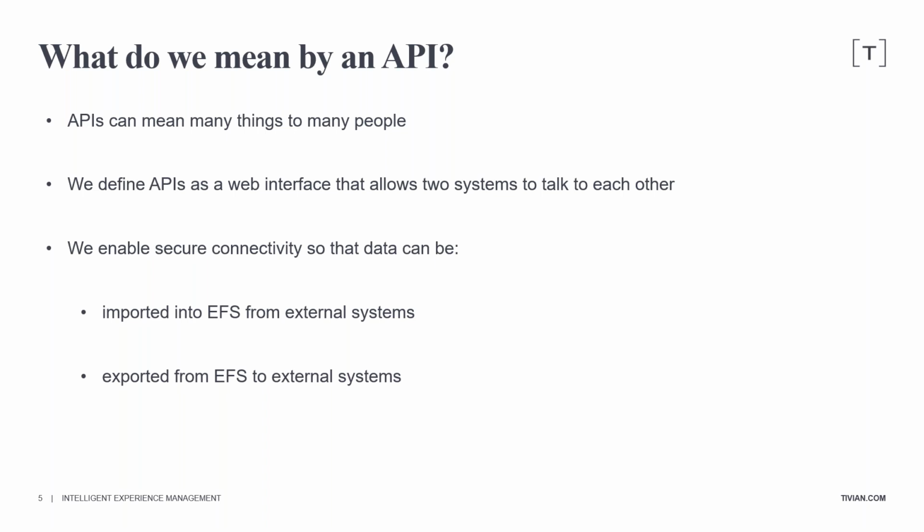APIs, as far as we're concerned, are a web interface that enable two systems to talk to each other. This is a supported process, and it's supported by secure data transfer protocols to ensure that the data is protected at all times, as it is imported into or exported from EFS. Typically, these external systems would be either yours or your customer's CRM or HR systems.